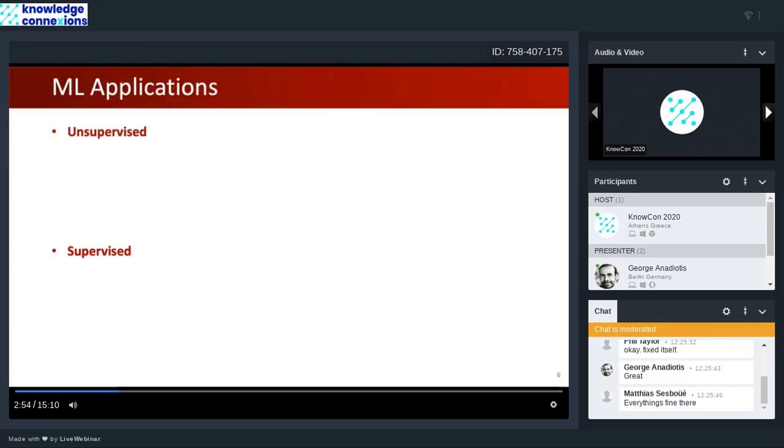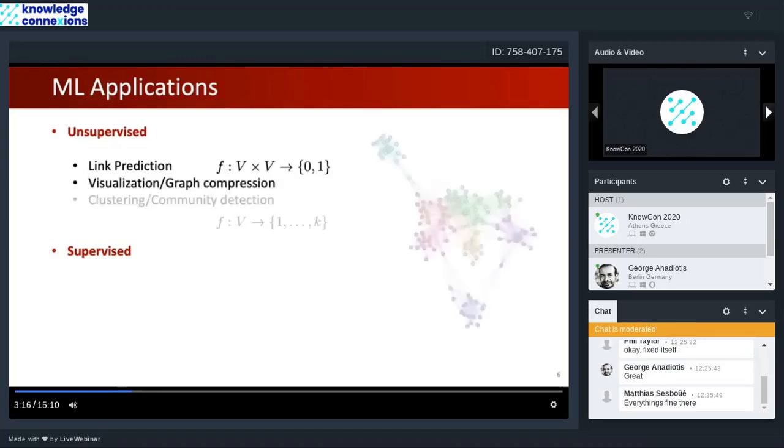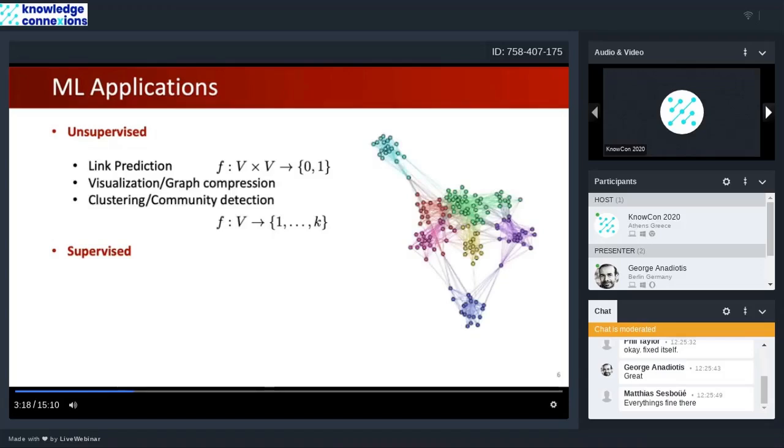In the unsupervised case, all we have is the input graph structure data, and we want to get representations that preserve the graph information. Examples of unsupervised tasks include link prediction, where we want to predict whether two nodes are likely to become connected in the future. For instance, in a social network, we may want to predict future friendship relations. Other examples include graph visualization and graph clustering, where we want to put vertices in a graph into different clusters, for instance, to detect communities in a graph.